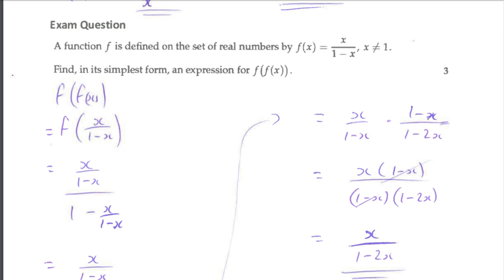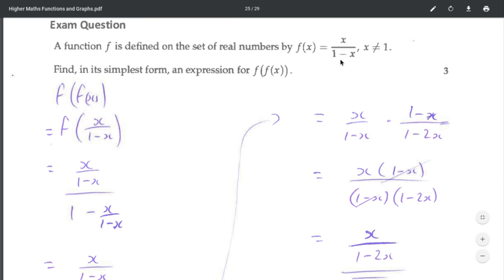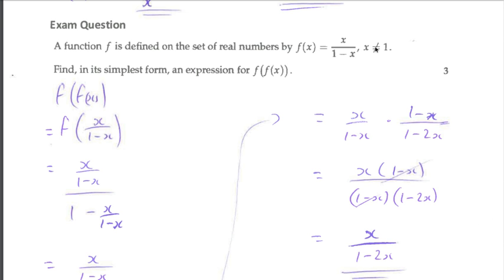A function f is defined on the set of real numbers by f of x equals x over 1 minus x, x is not equal to 1. So remember our set notation and our restrictions on the domain here, guys. We can't divide by 0, so that is what this statement is for. Without that statement, the question would not be mathematically correct. Apart from that, this doesn't really affect how you do the question. You cannot ignore it, but if you understand why that's there, that's good.